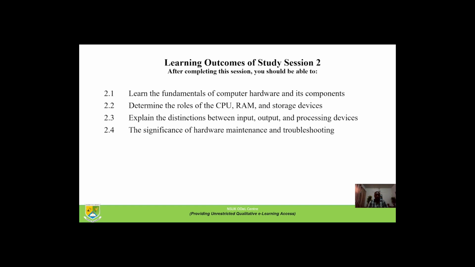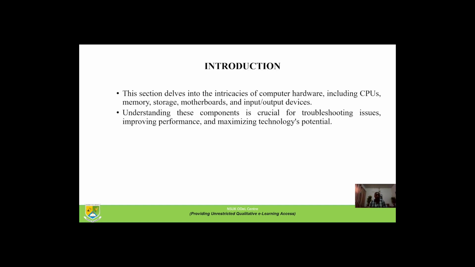You should be able to determine the roles of the central processing unit, CPU, RAM, and storage devices. Also explain the distinctions between input, output, and processing devices. And you should be able to also understand the significance of hardware maintenance and troubleshooting.